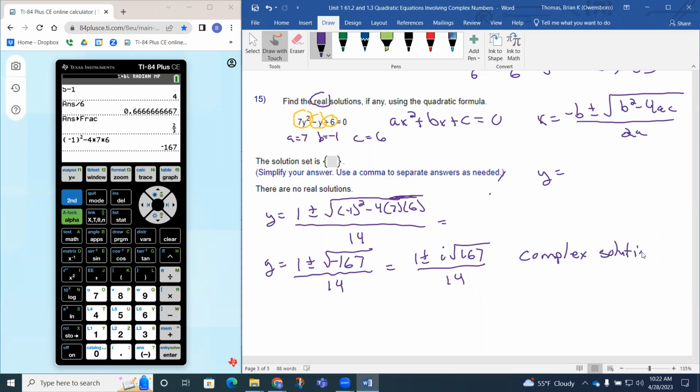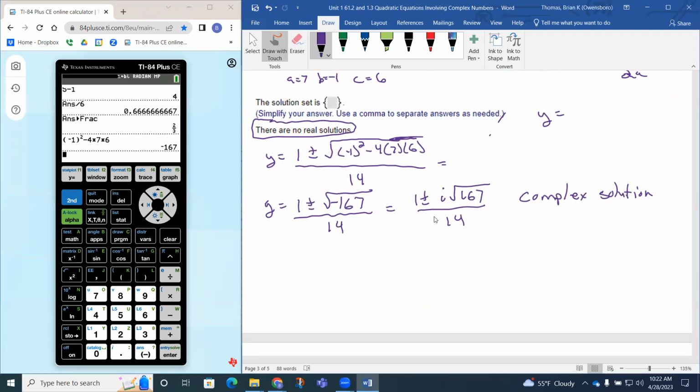So since this is a complex solution and they're asking us to find real solutions, there aren't any real solutions to this problem. They're only going to be imaginary because of the i there. So this has no real solution. So this is what's called an empty set. No solutions. Or I should say no real solutions. It's going to have complex solutions, but no real numbers.